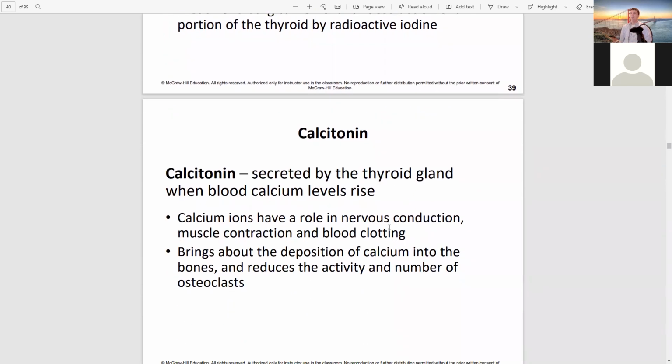So calcitonin is secreted by the thyroid gland when blood calcium levels rise. Calcium ions have a role in nervous conduction, muscle contraction, and blood clotting, and calcitonin brings about the deposition of calcium into the bones and reduces the activity and number of osteoclasts.